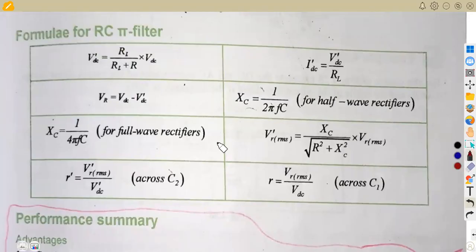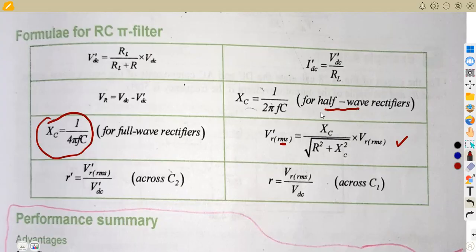So at the output, we are having this VR ripple RMS, which is given as XC over the square root of R squared plus XC squared, times VR RMS, which is the one that we are given. So we are going to consider this formula here. For a half wave, XC is supposed to be considered as 1 over 2 pi FC. If it was a full wave, we're going to consider our XC as 1 over 4 pi FC.